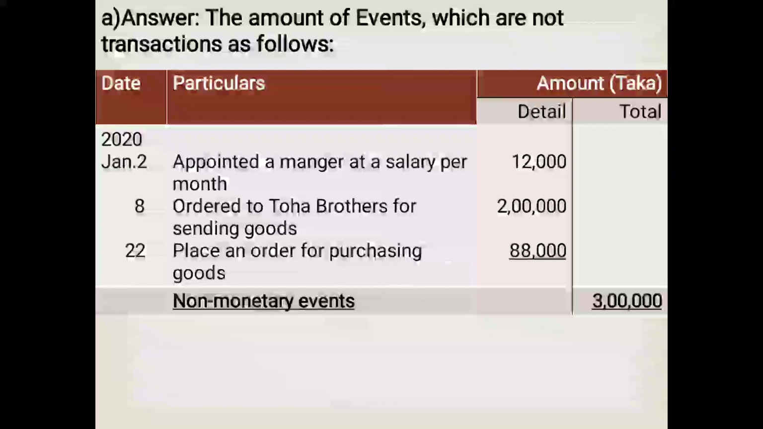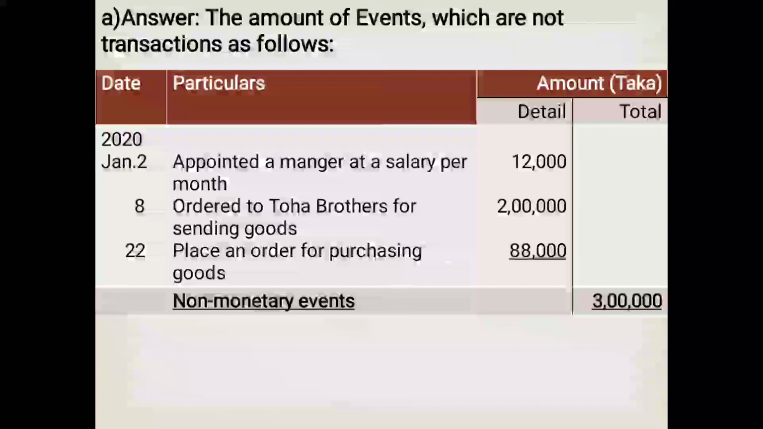It has 2 sides, detail and total. Overall 4 columns are available in this requirement: date, particulars, amount taka, that is detail, total. Now write 2020 in the date column, January 2, 8, 22. Particulars: appointed manager at a salary per month. In the detail column, taka 12,000.